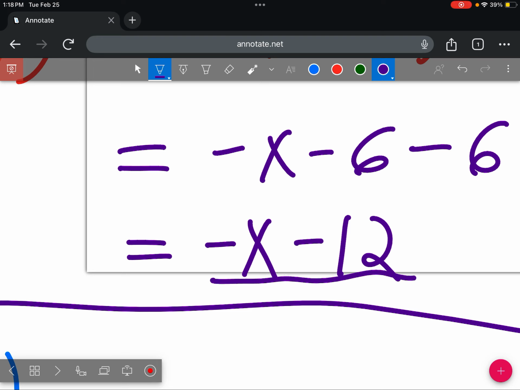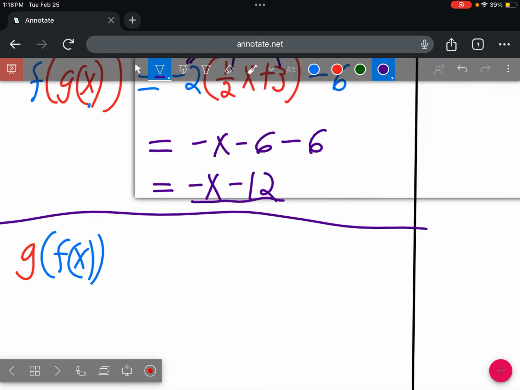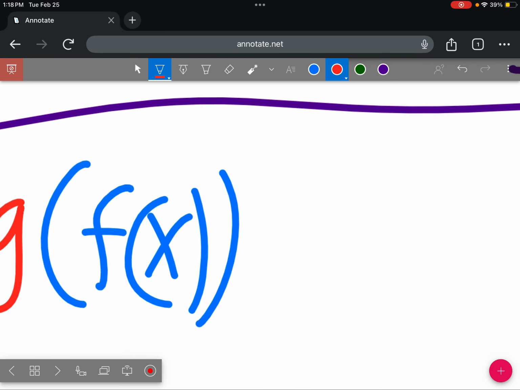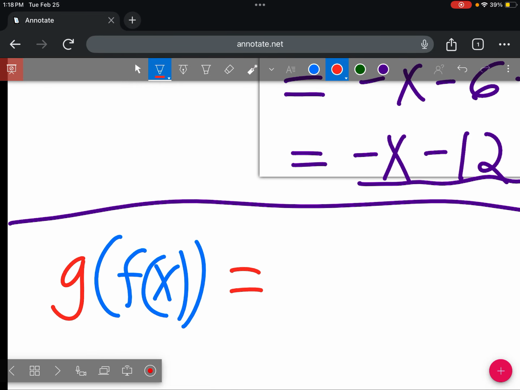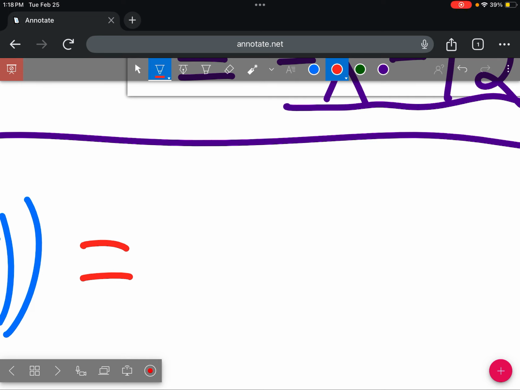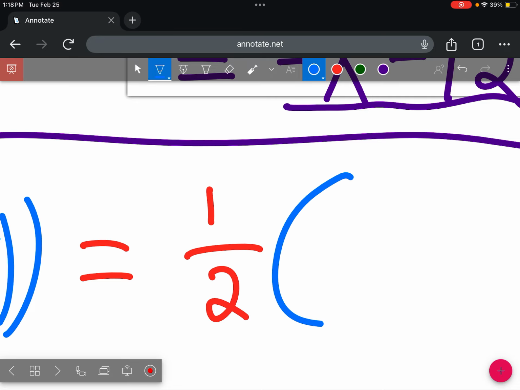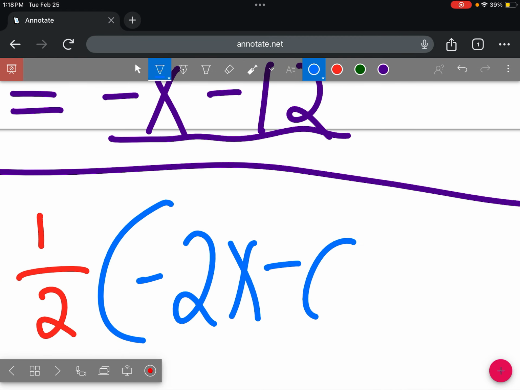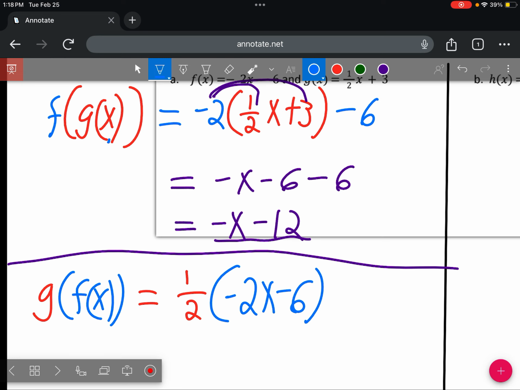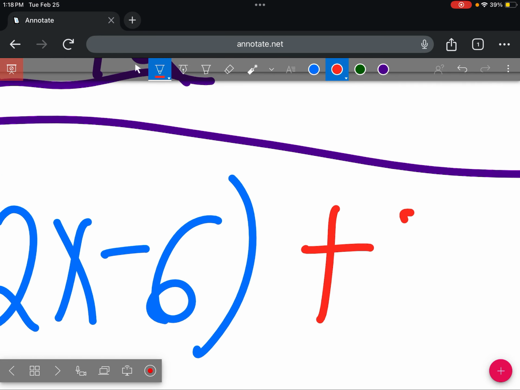So are these going to be inverses? No, but you still have to show the bottom one. G of f of x is equal to, what do we start with this time? 1/2. 1/2 does not go away. X goes away. What substitutes in? Negative 2x minus 6. Then at the end, don't forget to add 3.